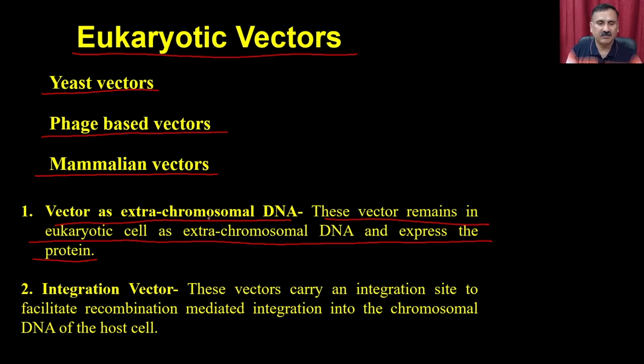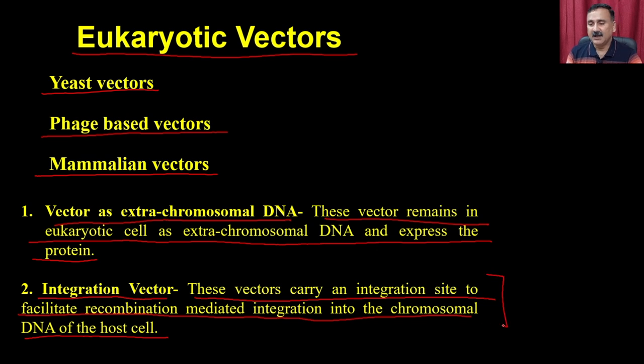Vectors which are going to be present as extra chromosomal DNA. These vectors will remain in the eukaryotic cell as extra chromosomal DNA, and they will express the protein. Whereas you can also have the integration vectors. These vectors carry an integration site to facilitate recombination-mediated integration into the chromosomal DNA of the cell. This means they are going to be part of the host genome. It means if you use the integration vectors, they are going to modify the organism.